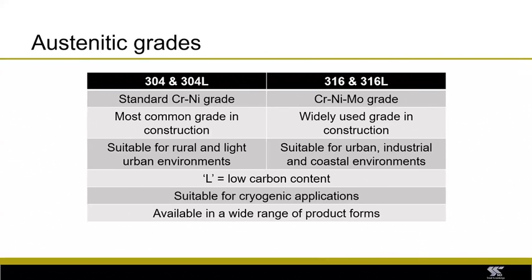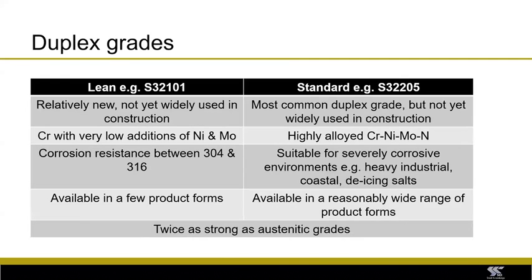Let me whiz through these just to highlight the fact that the 304 alloys are the standard chromium nickel alloys. The 316 alloys have molybdenum, which makes them more corrosion resistant and more suitable for applications, for example, by the sea. Austenitics are widely available in a range of product forms.